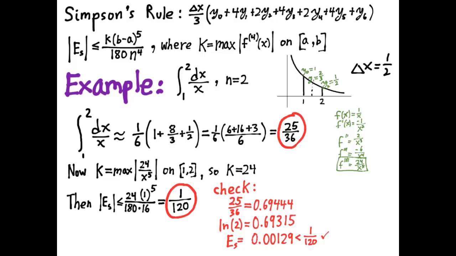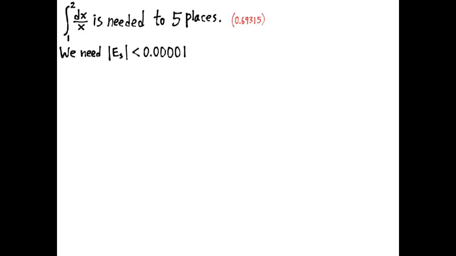Now, in the next example, we'll use the same function, but we'll ask a different question. Suppose we need to estimate this integral to 5 decimal places. We need to know that those 5 places are correct, or we happen to know the correct answer. So let's say we need to use the Simpson's rule approximation and get the number 0.69315, correct in all those 5 places. Well, this means that our error has to be less than 0.00001. If the error is smaller than that, then we have, to within 5 decimal places, the correct answer.